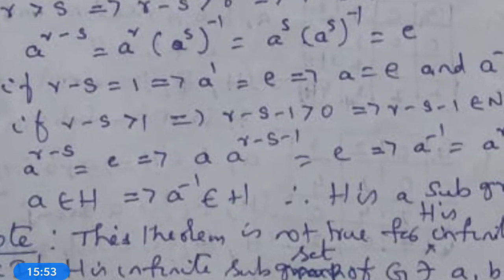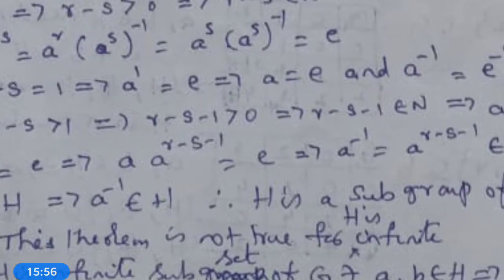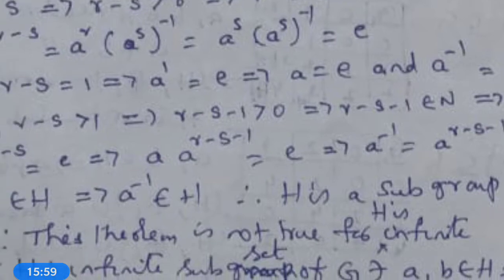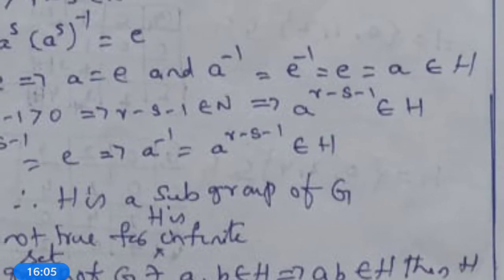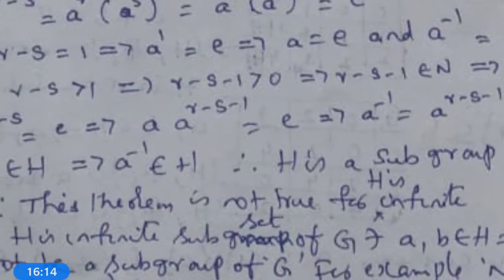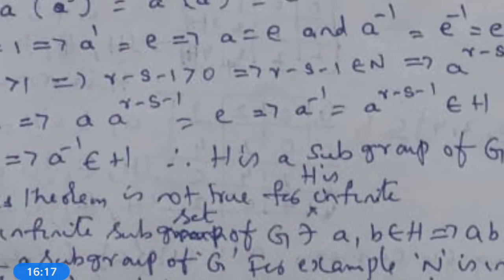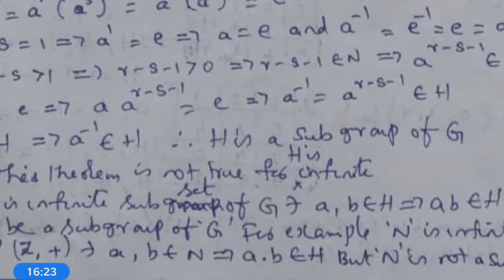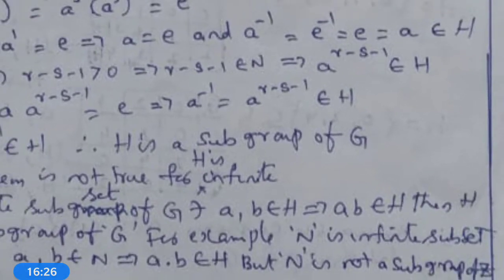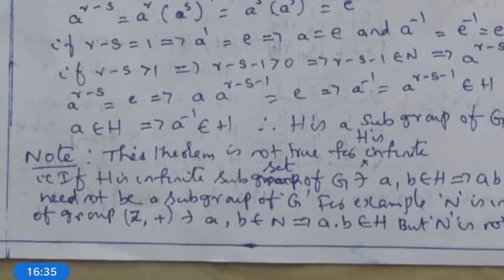Now, if r minus s is equal to 1, it implies a power 1 is equal to E, which implies a is equal to E. And a inverse is equal to E inverse, which implies E is equal to a, belonging to H. Therefore, if r minus s greater than 1, it implies r minus s minus 1 greater than 0, which implies r minus s minus 1 belongs to N. Therefore, a power r minus s belongs to H.